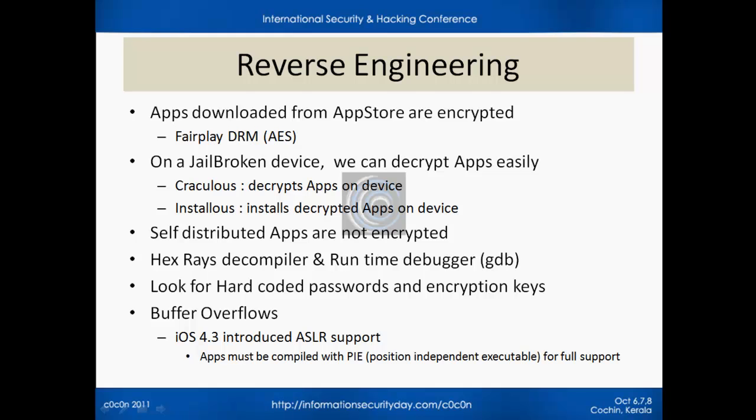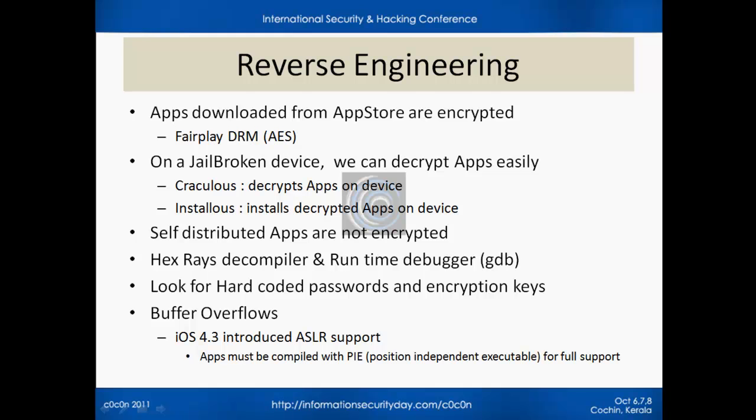iOS 4.3 introduced ASLR, address space layout randomization support. Each time we open an application, it gets loaded into a different memory location. Address space layout randomization restricts the exploitation of buffer overflows. Even if you find a buffer overflow vulnerability, you cannot exploit it because every time the binary gets loaded into a different memory location. iOS supports address space layout randomization.